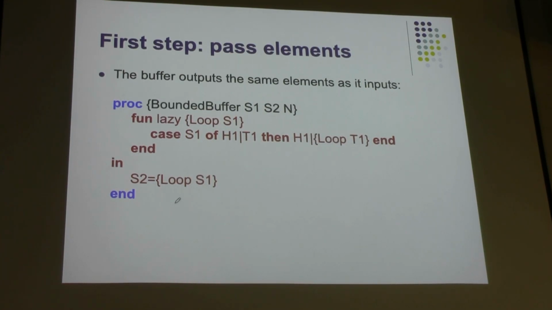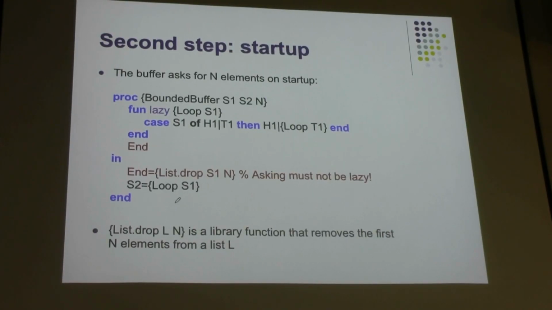Now, the bounded buffer has two phases. It has a startup phase, and it has a running phase. When you start up the system, the bounded buffer will immediately ask for n elements. That means when I start the system, the bounded buffer always tries to be full. Okay? So when I start it up, it will immediately ask for n elements. This is the following code. Okay? This is very simple.